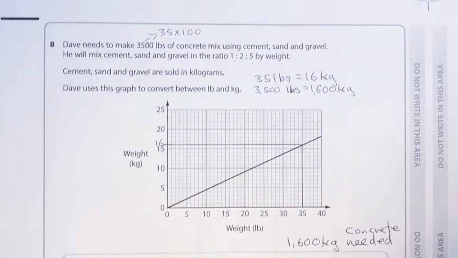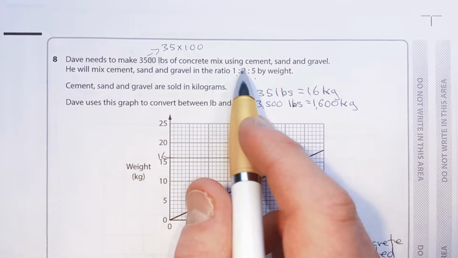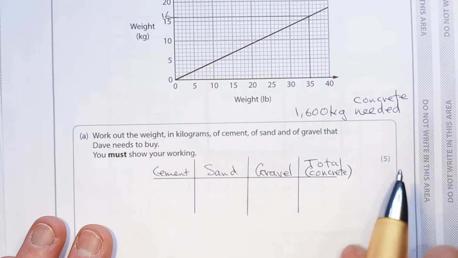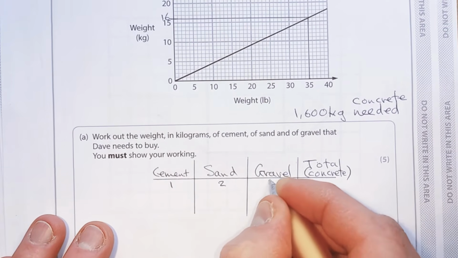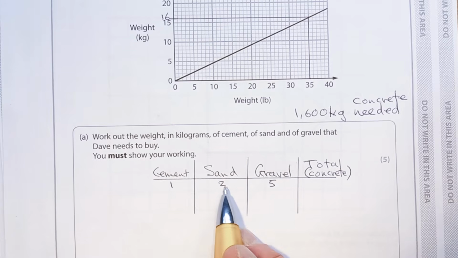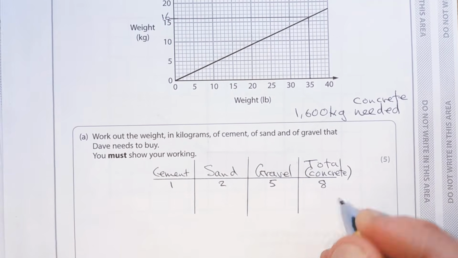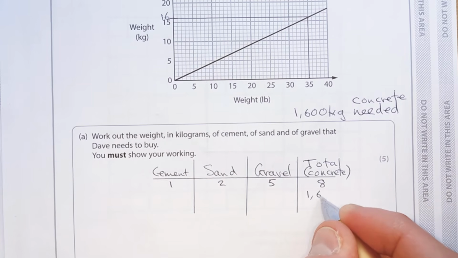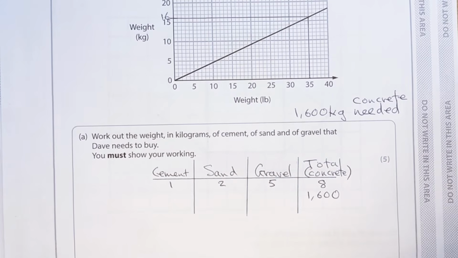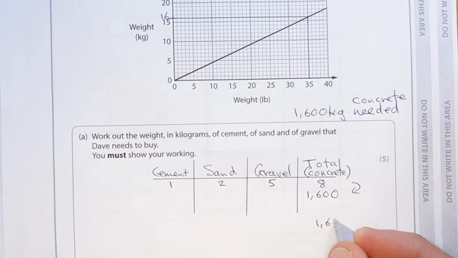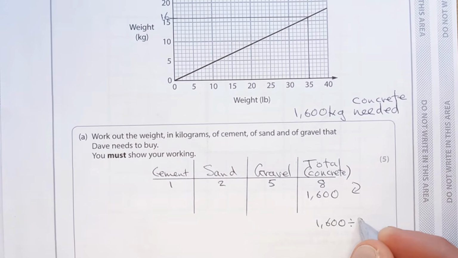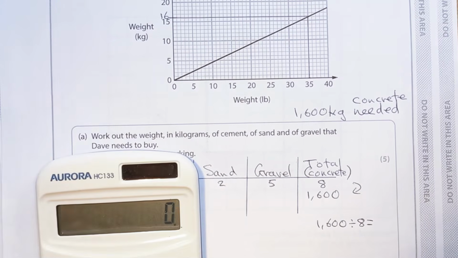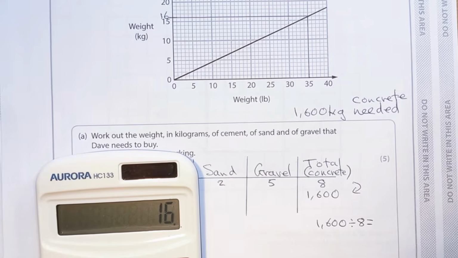And the ratio that they gave us, if we just look here, cement to sand to gravel is 1 to 2 to 5. Make sure we're keeping them in the same order. So 1, 2, 5. Now, if that's all we had, 1 plus 2 is 3, plus 5 is 8. But what we're actually saying is, well, we haven't got 8. We've got 1,600 kilograms. So we want to think, well, how are we getting from the 8 to 1,600? So we do it in reverse. We say, well, 1,600 divided by 8. Now, you might be able to do this without a calculator, because you might say, well, 16 divided by 8 is going to give me 2.